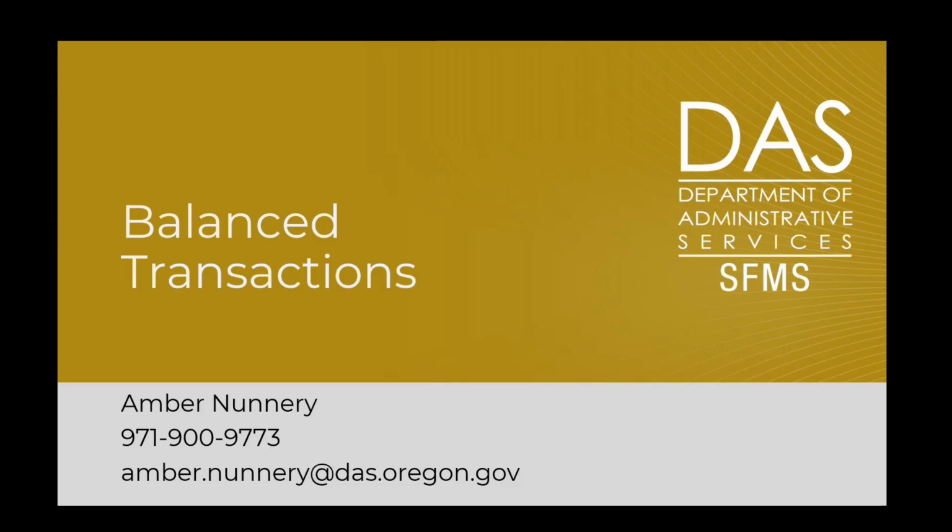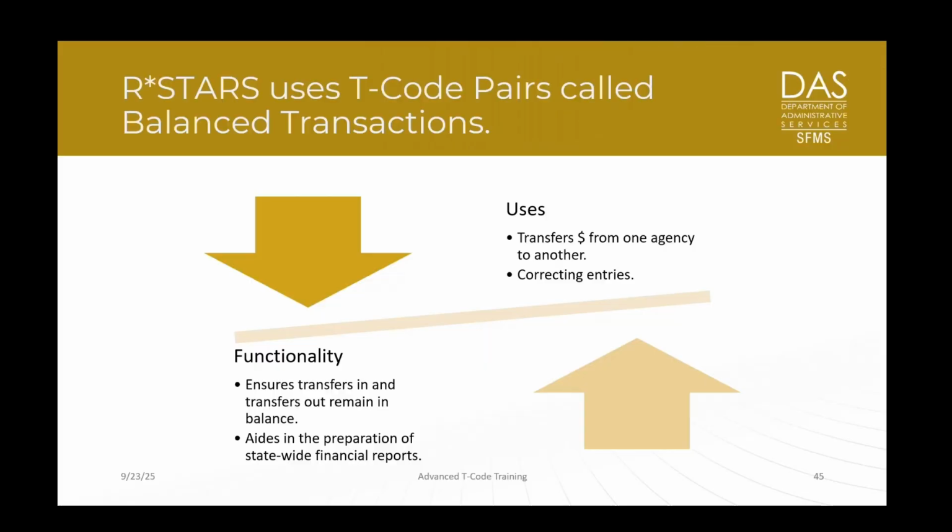Awesome. Well, we're going to dive straight into balance transactions from payroll. So RStars uses T-code pairs called balance transactions. We use them to transfer money from one agency to another agency, and we use them for correcting entries. We use them to keep things in balance. They're functional. They ensure that transfers in and transfers out remain in balance, and they aid in the preparation of statewide financial reports.